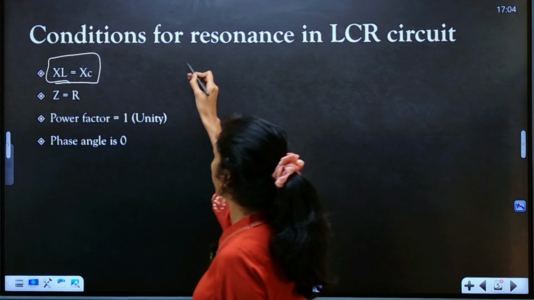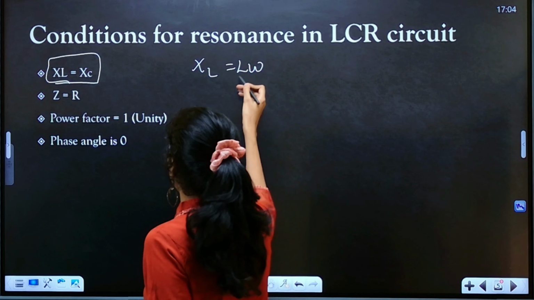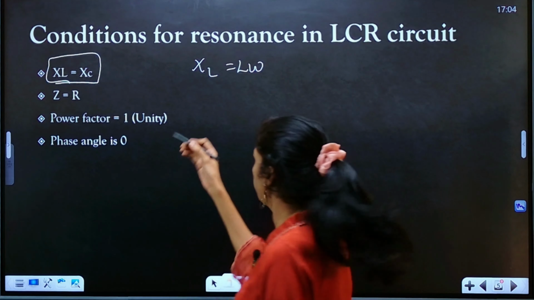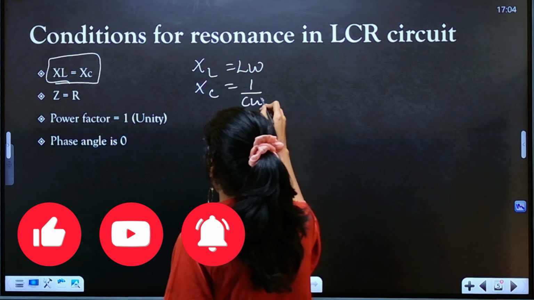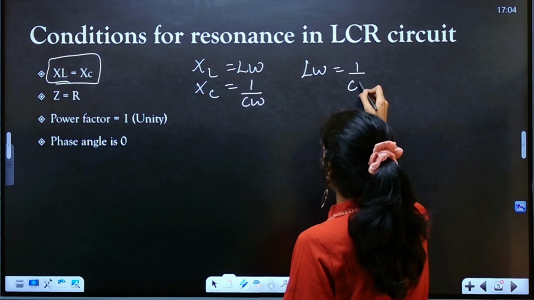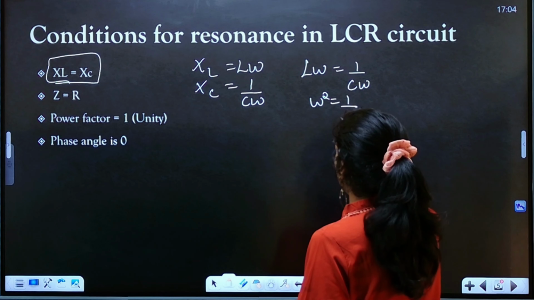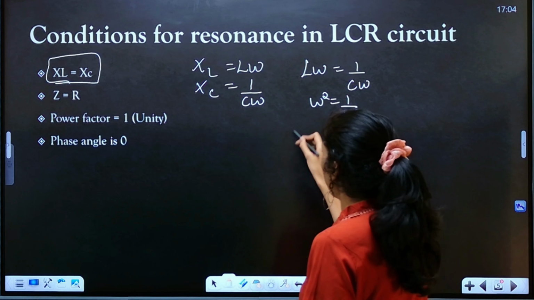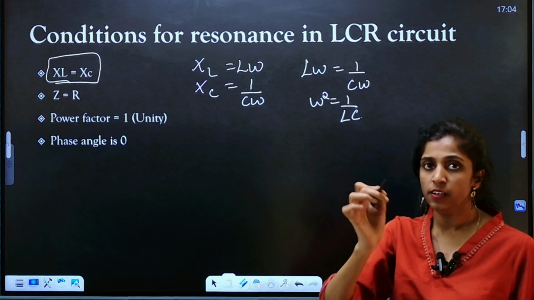So inductive reactance is given by what? XL is given by L times omega, where L is inductance and omega is angular frequency, and XC is given by 1 by C omega. In case they both are equal, that is L omega equals 1 by C omega, what happens? You get omega square equals 1 by LC, where omega is the angular frequency. Angular frequency is 2 pi times the frequency.